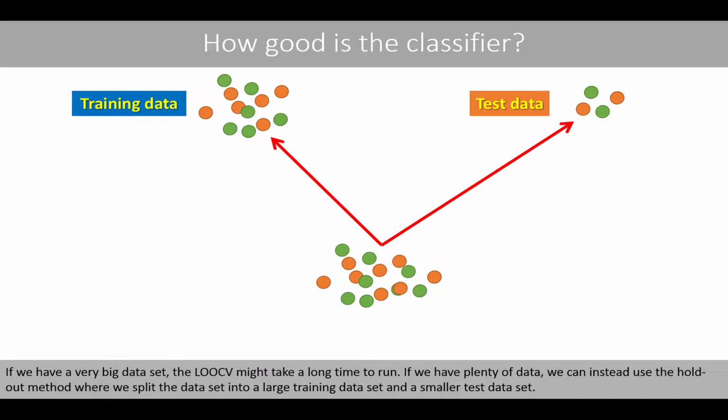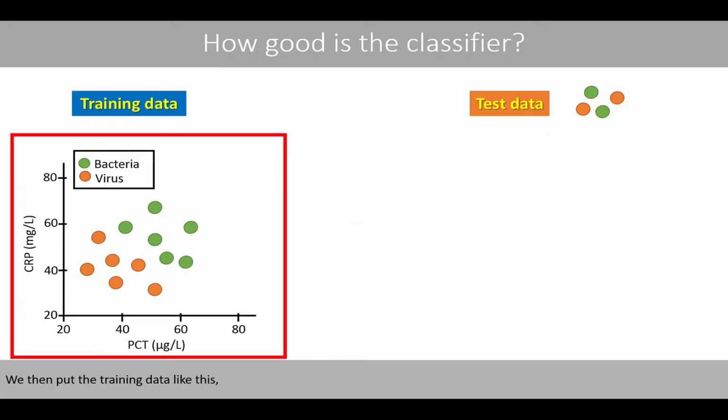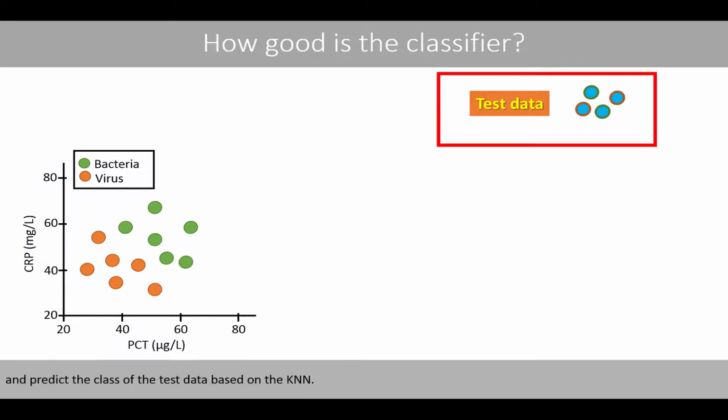If we have a very big dataset, the leave one out cross-validation may take a long time to run. If we have plenty of data, we can instead use the holdout method, where we split the data into a large training dataset and a smaller test dataset. We then put the training data like this, and predict the class of the test data based on the KNN.